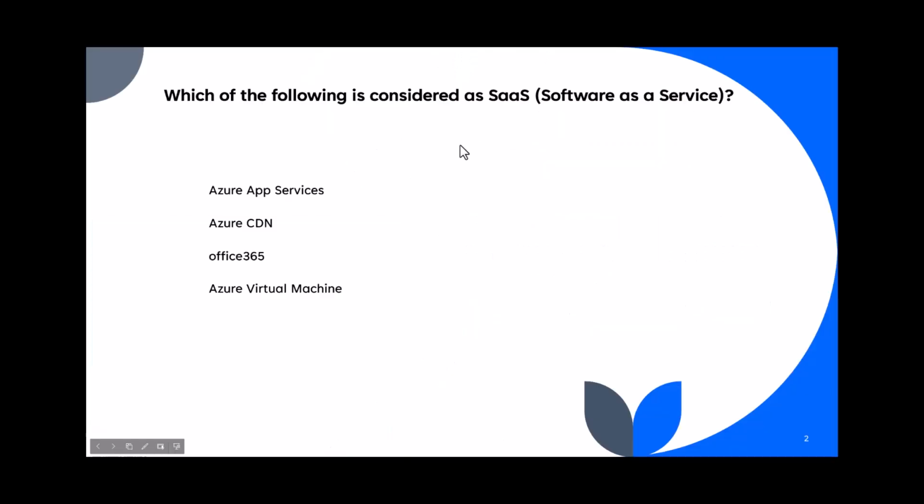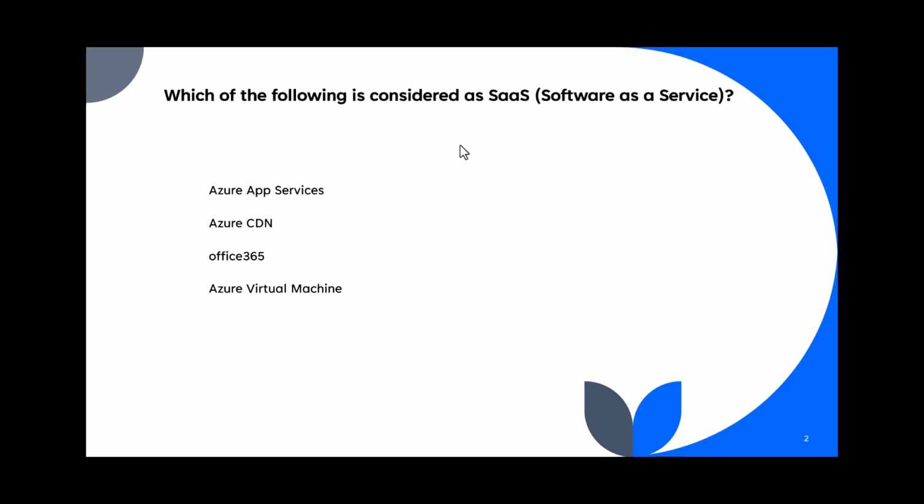First question: which of the following is considered as SaaS, software as a service? The options are Azure App Services, Azure CDN, Content Delivery Network, Office 365, and Azure Virtual Machine. You can eliminate whatever you know. If you don't know the question, look at Azure App Services. It's actually a PaaS service.